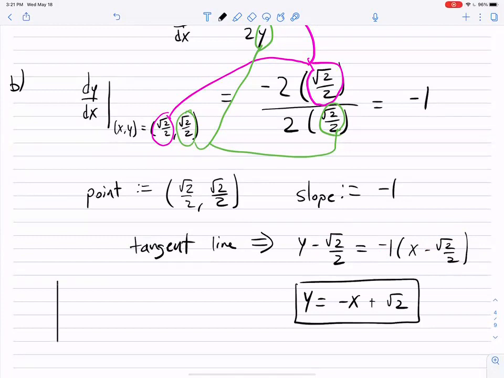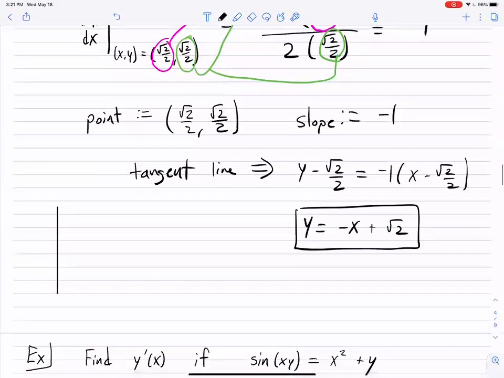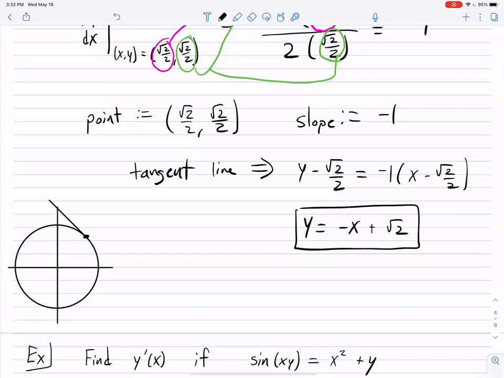And so if we were to graph that, just a real quick sketch of what that graph would look like. We'd have the unit circle. And then the idea is at that point, 45-degree angle, we'd have this tangent line right there, at the point √2 comma √2 over 2. And so it has slope -1 and it has that point, and this is the equation of that line.